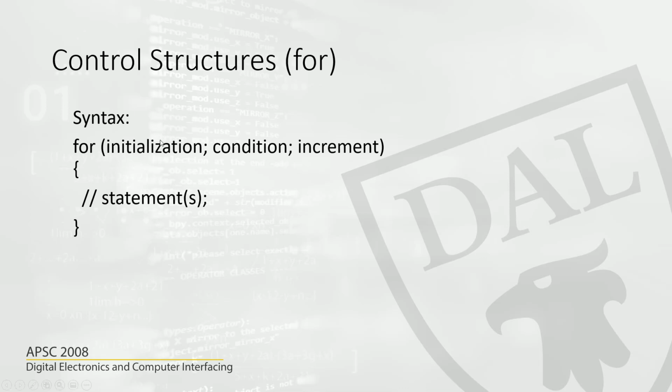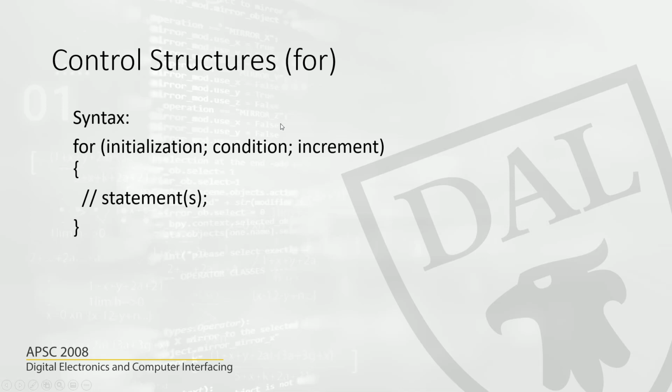So for the first time, it'll initialize I as 0. It'll check the condition: I is less than 5? Yes, the condition is true. So then it'll execute the statement. It'll go here. I plus plus is a shorthand representation of I equals I plus 1. So the value of I is 0 and you add 1 to it. So now the value of I is 1 and it will check the condition.